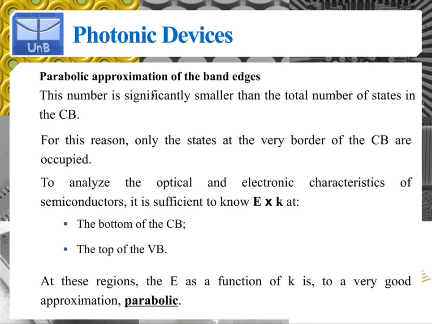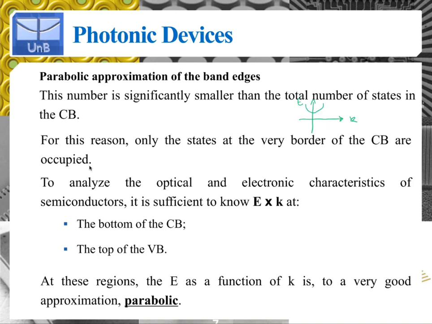So these numbers are much, much smaller than the total number of states in the conduction band or the valence band. So if you take even 10 to the 17 or 10 to the 20, it is much smaller than 10 to the 23, 10 to the 24. So orders of magnitude smaller. And that is why only the states at the edge of the conduction band are occupied, because you have lots and lots of states. Let's take a look at the band structure again.